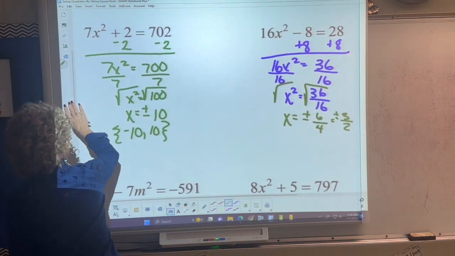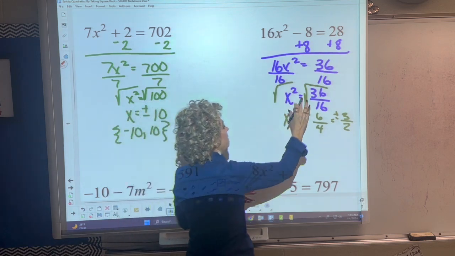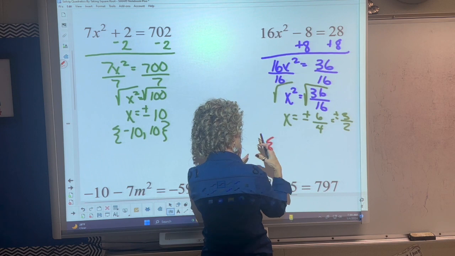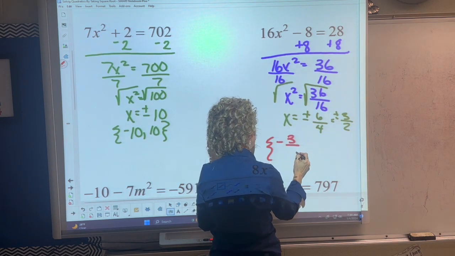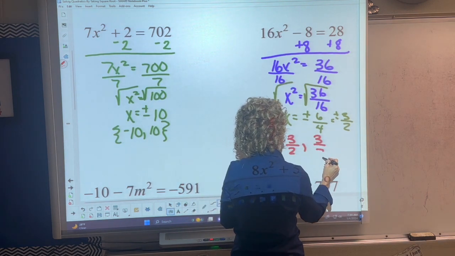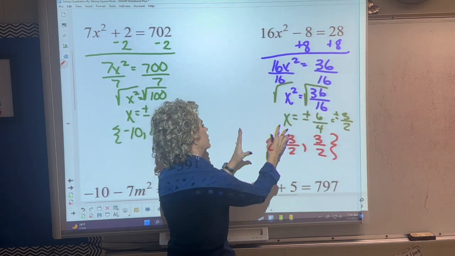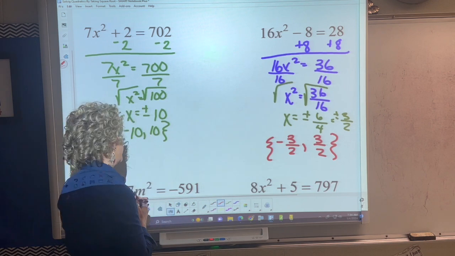And I can do this in my head. And like I said, if you punch this in your calculator, you're going to get 3 halves. It's going to spit it back out. So I have a negative 3 halves and a positive 3 halves. We're going to put that in our calculator, 36 over 16 square root, and we're going to put our answer in solution set form.